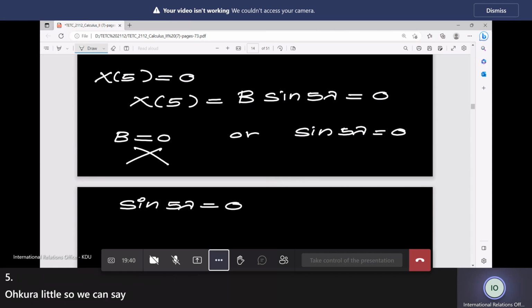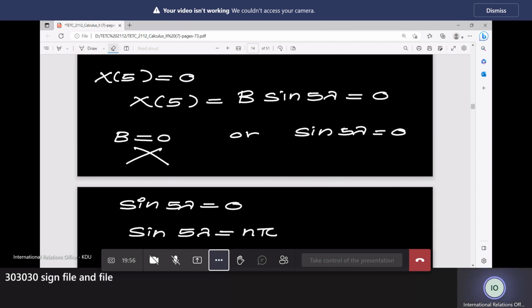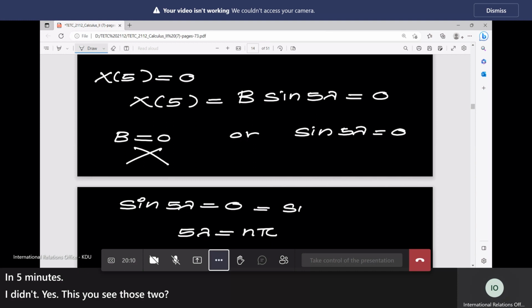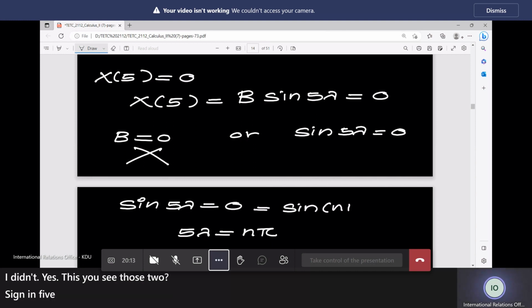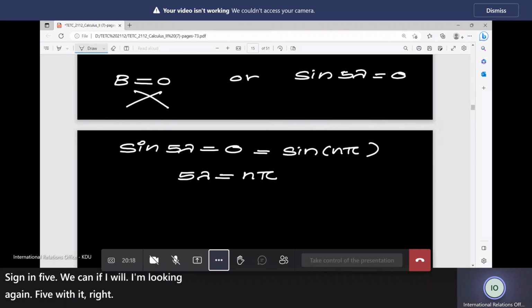So we can say that sin 5 lambda is equal to 0. Sorry, 5 lambda is equal to n pi. The condition is satisfied only if 5 lambda is n pi.